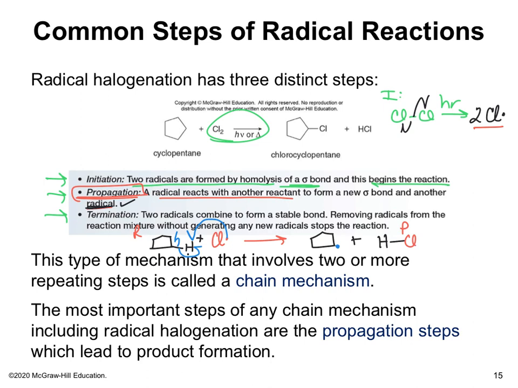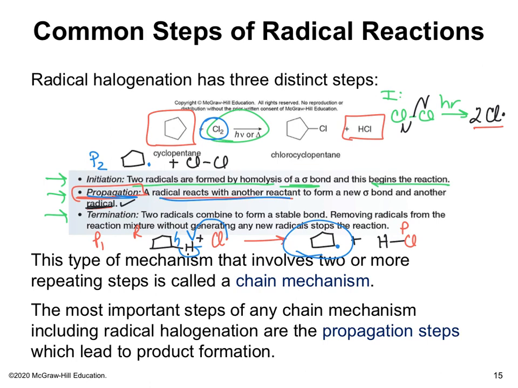And so you always have to start with a starting material. We got the starting material here. This is our propagation 1 step. And then notice we got one of the products here, HCl. So now you need a second propagation step. So I'm going to put P2 here, where you take this free radical. Now keep in mind, in a propagation step, a radical reacts with another reactant. So where's our other reactant? Chlorine. Okay. So chlorine, to form a new sigma bond and another new radical.